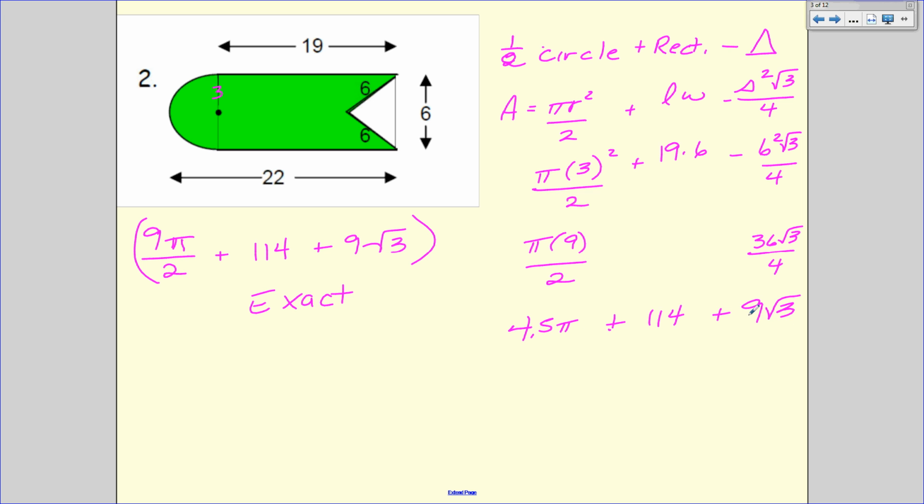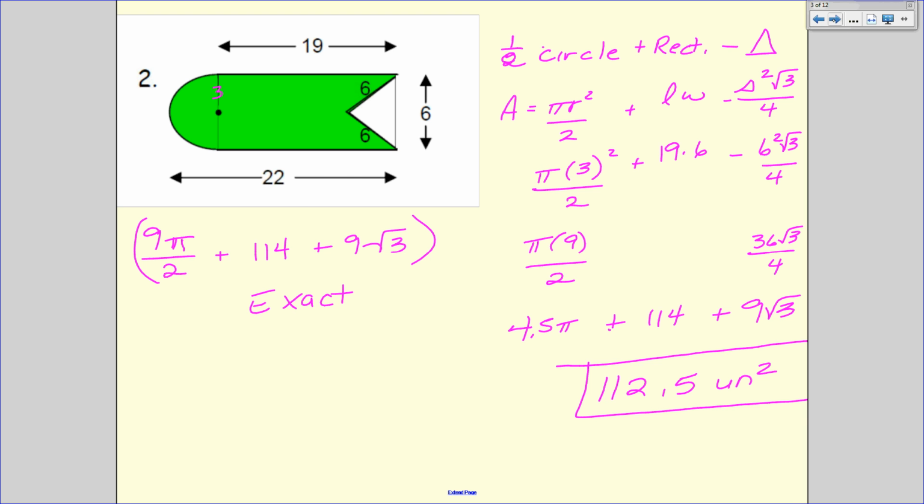But numerically, we could just type this into the calculator as we see it. 4.5 pi plus 114 minus 9 square root of 3, and we get 112.5 units squared. So that would be your approximation there.